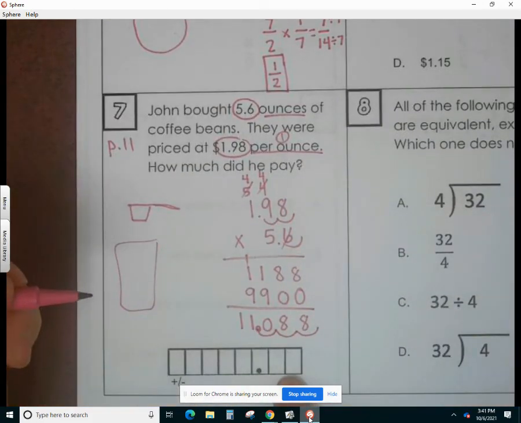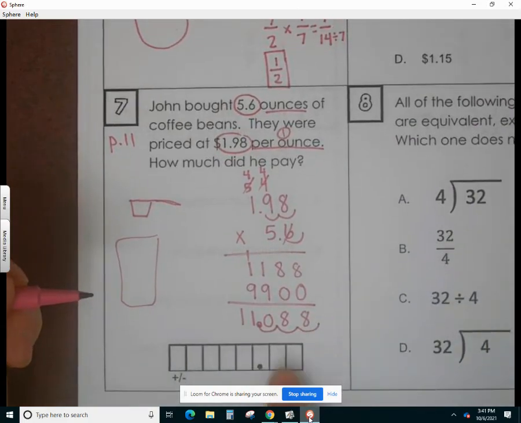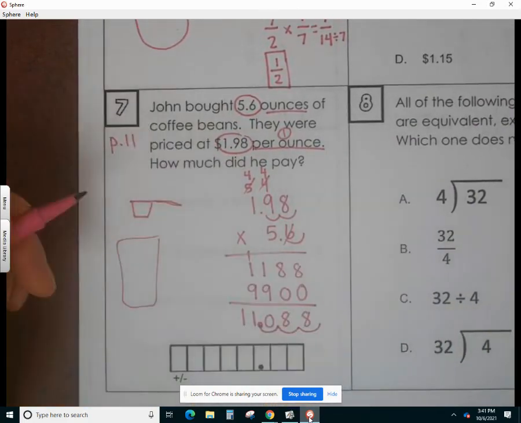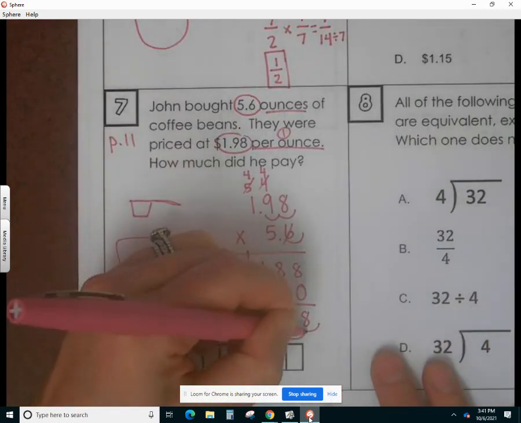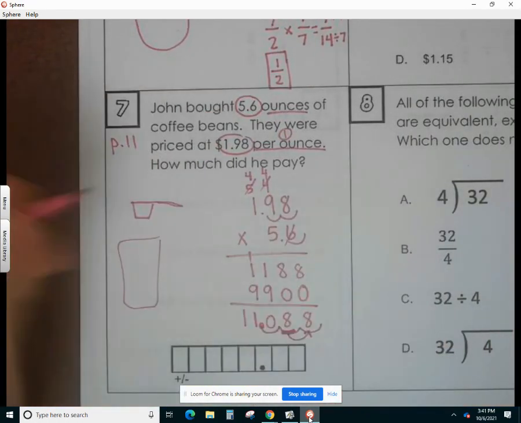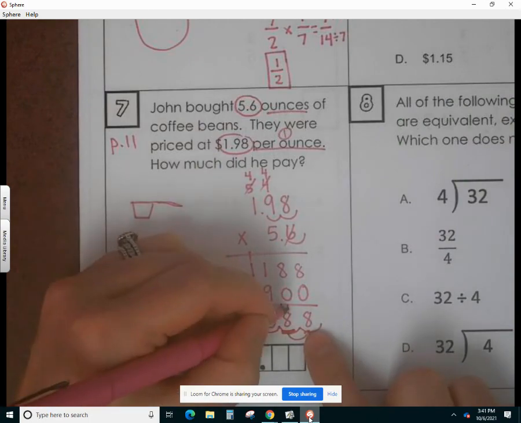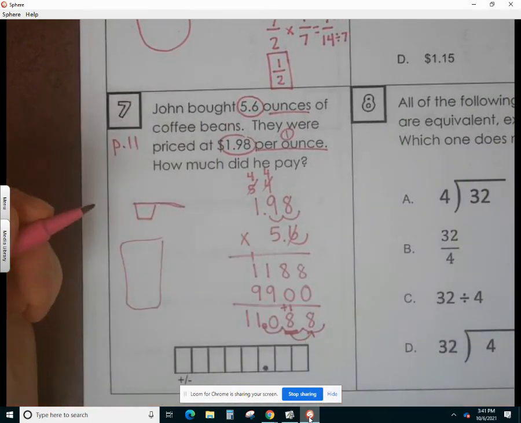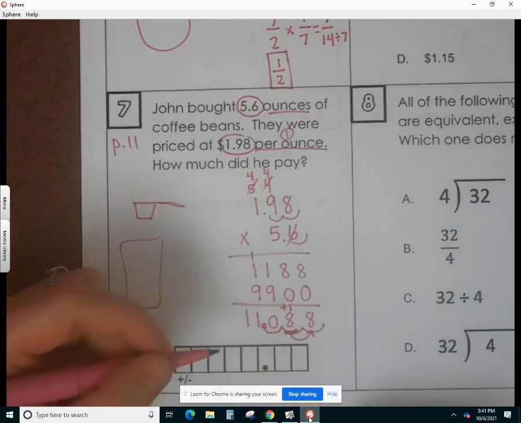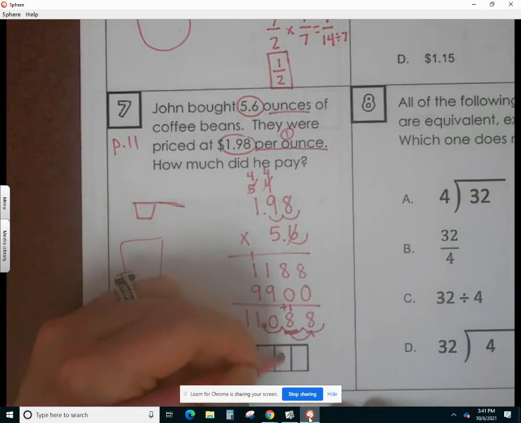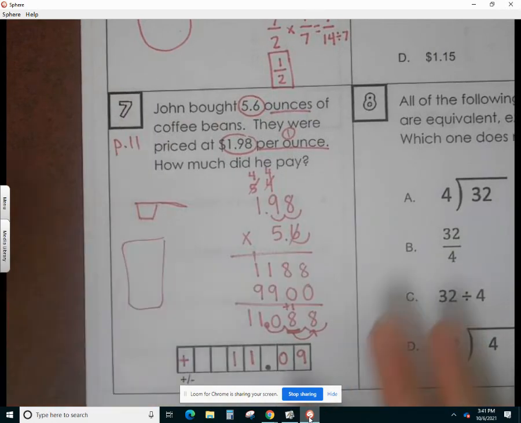But money doesn't have 3 decimal places. So we're going to have to round this to the nearest penny, and the nearest penny is to the 100th place. Underline the digit, look next door. If it's 5 or greater, which this is, add 1 more. If it's 4 or less, let it rest. But because it was more, we have to add 1 to the penny place value, which is the hundredths. So $11.09.